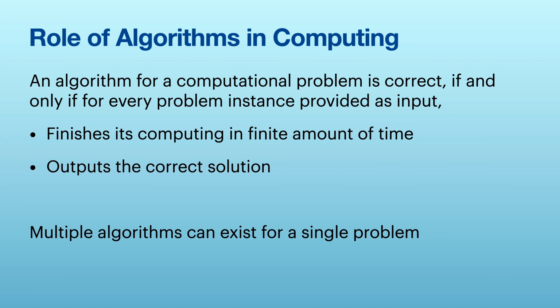An algorithm for a computational problem is correct if and only if for every problem instance provided as input, the algorithm computes in a finite amount of time and outputs the correct solution. There can be multiple correct algorithms coexisting for a single problem.